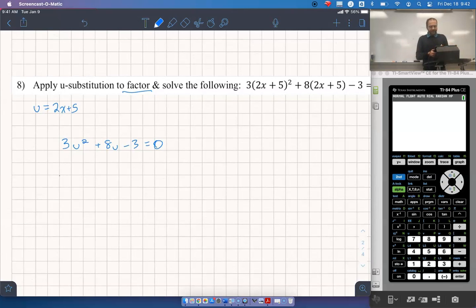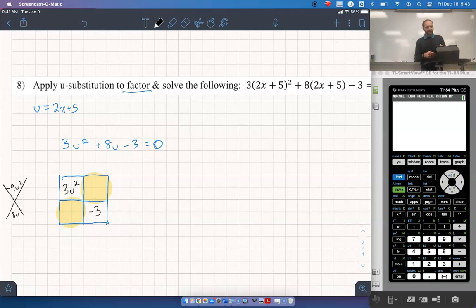So this is going to involve my area model for factoring. I'm going to have my box, and I will just draw, here we go, boom, boom, boom. I'm going to put the 3u squared here and the negative 3 here. Now remember, this diagonal is going to add to give you 8u, but it's going to multiply to give you negative 9u squared.